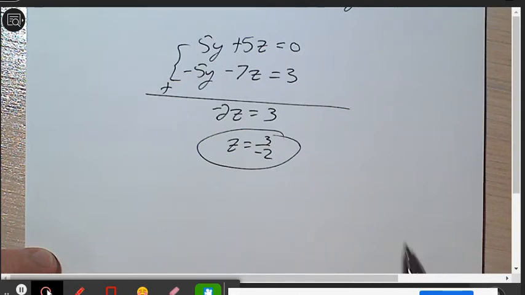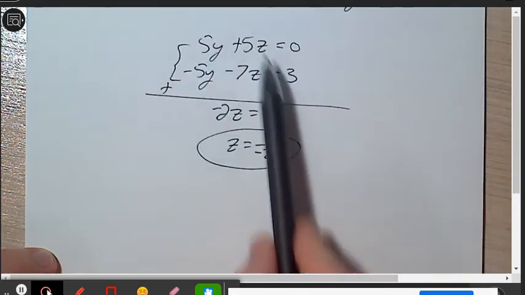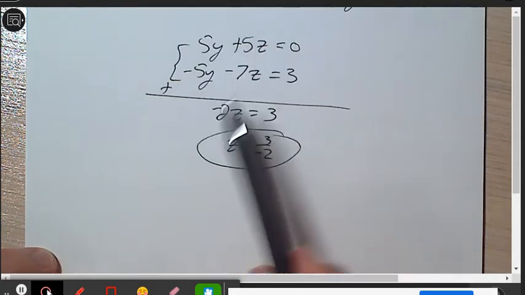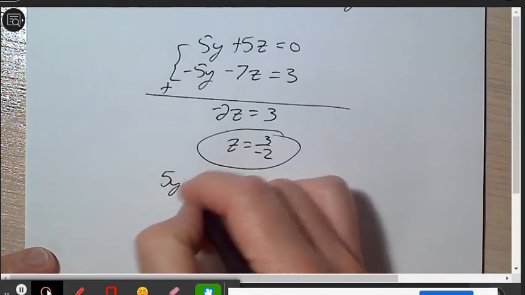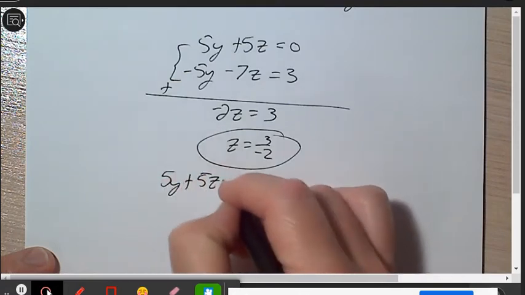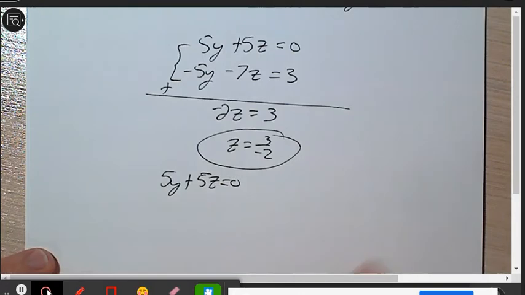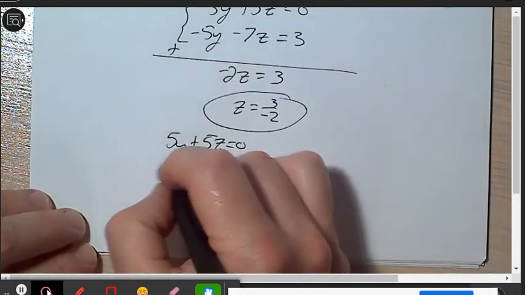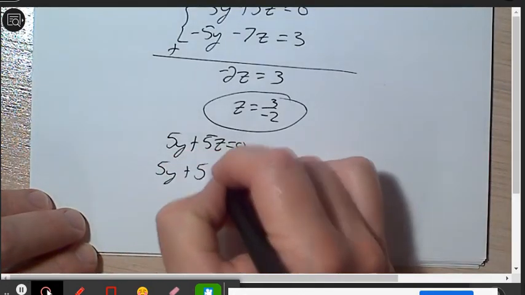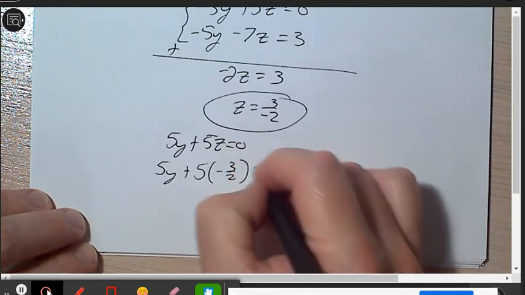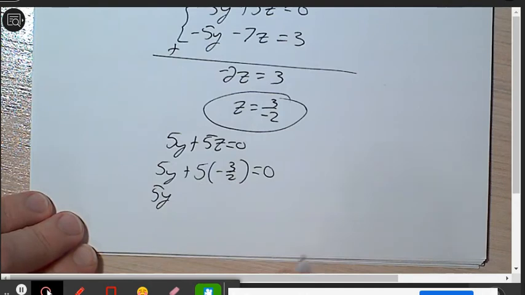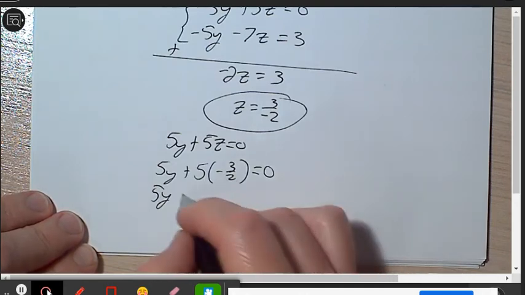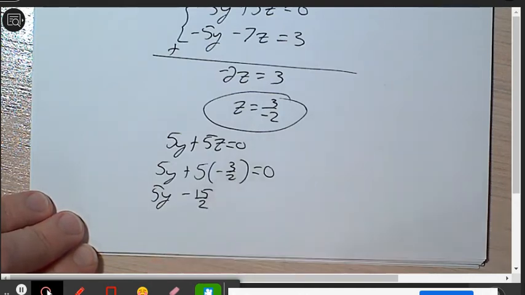I don't think either one of them, I mean, because there's not any way this is going to cancel. So to me, there's not really an easy one. I'm just going to go with the 5y plus 5z equal to 0. We're just going to plug that back in here and solve it. And there's not going to be any way around this one. It's going to be in fractions because we've got negative 15 over 2 equals 0.